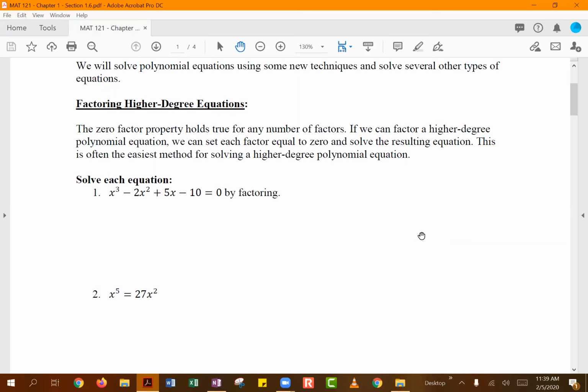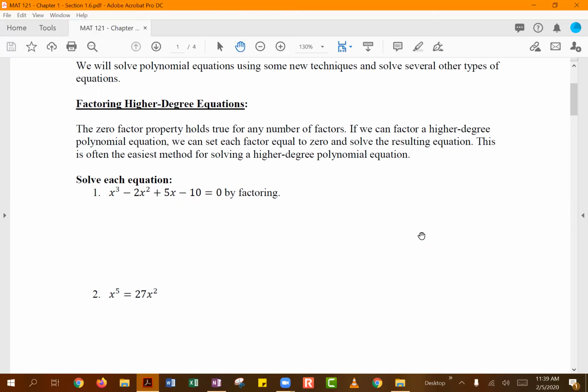So the idea is, if you can find a way to factor your higher degree polynomials, you want to do that, because factoring definitely is going to be the most straightforward, maybe even an easier method, and then get into that zero factor property. And of course, if factoring doesn't work, we'll look at some other methods.